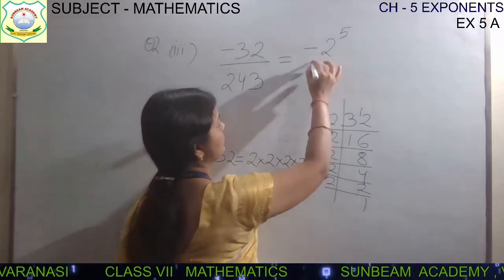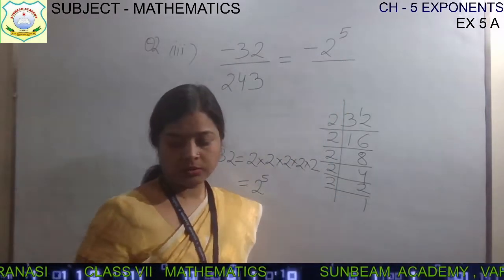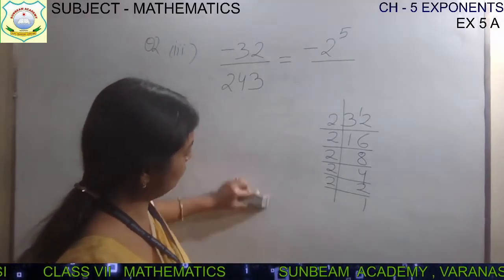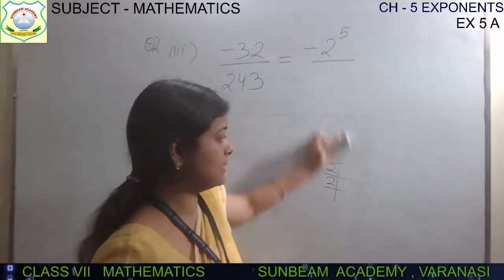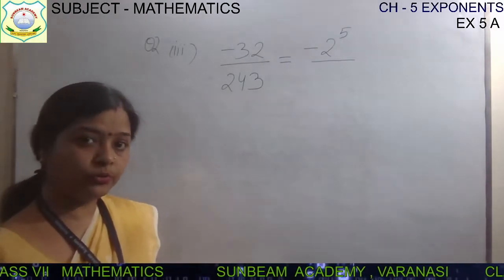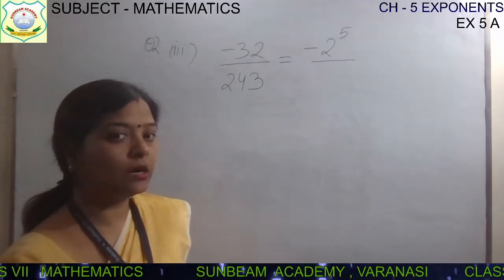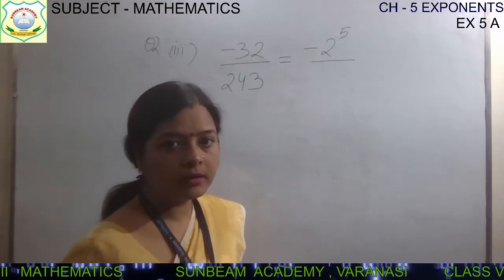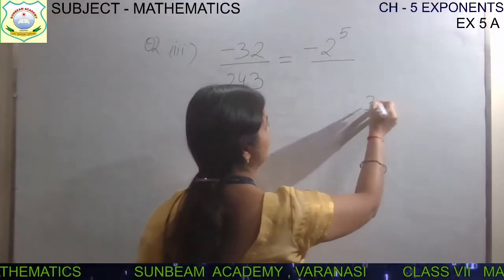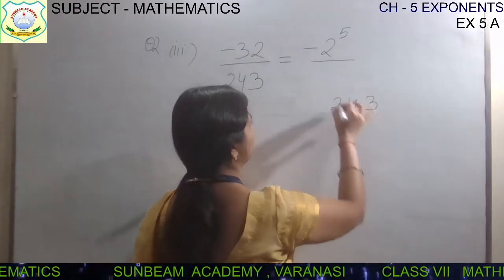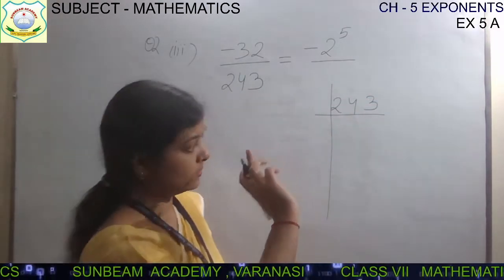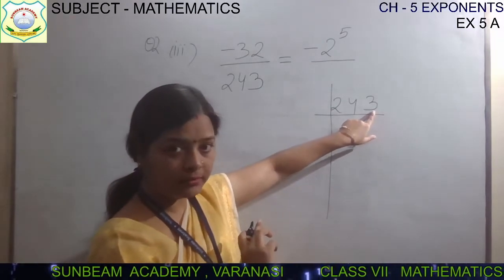And 243 is how much? Can we write it in exponential form or not? Let's see it. For the same, we will do the same process. We will do the prime factorization of 243. It is 3 to the power 5, but how do you know? You are beginner. So for that, what you will do? Prime factorization. 243. Unit place is 3, so it will not be divided by 2.